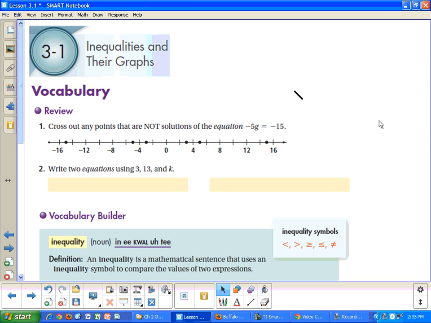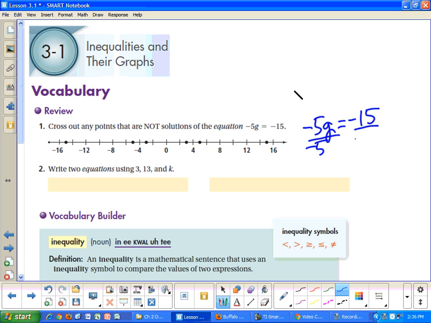For the review, cross out any points that are not solutions of the equation. Negative 5 times g equals negative 15. If I solve that, divide both sides by negative 5, g is equal to 3. So that means these numbers, negative 15, negative 5, negative 3, 5, and 15 are not solutions.